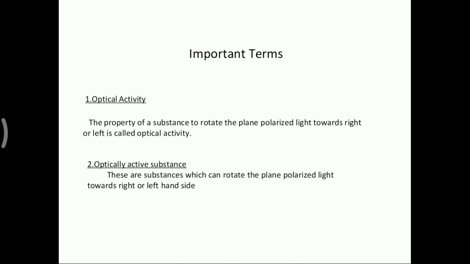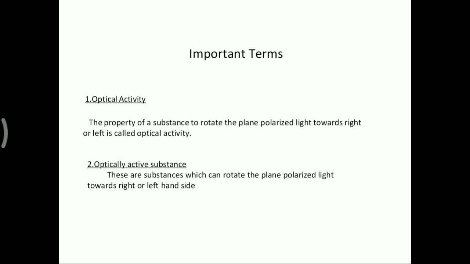The first term, optical activity. The property of a substance to rotate the plane polarized light towards the right hand side or left hand side is called optical activity. Plane polarized light is obtained by passing normal light through a Nicol prism, which is a Polaroid.